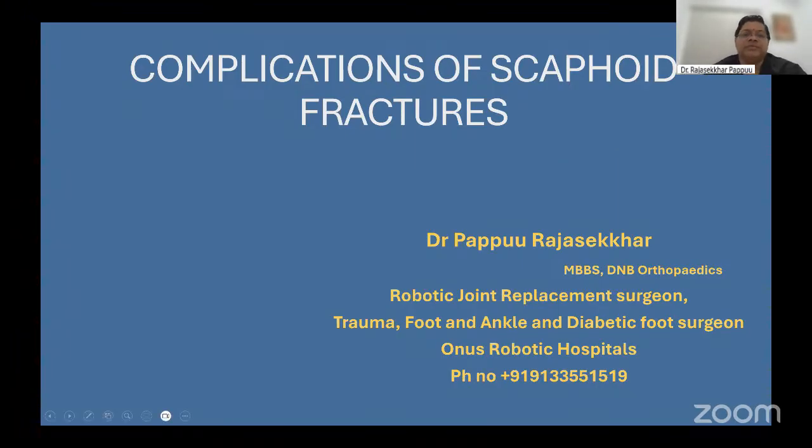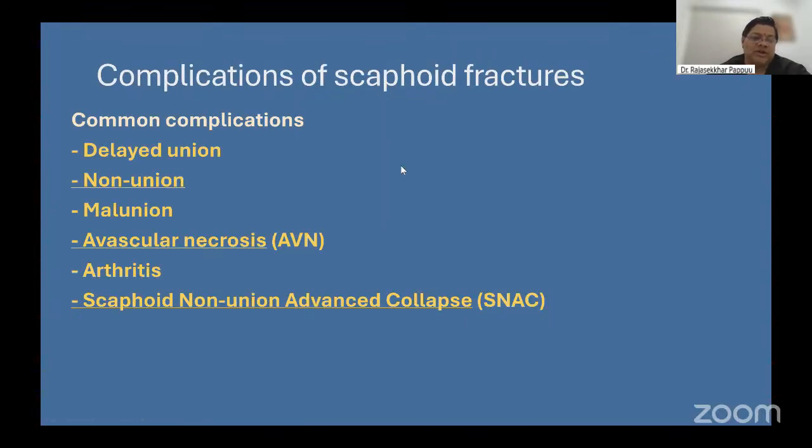Hello, good afternoon. Today's topic is complications of scaphoid fractures. Last time we discussed scaphoid fractures, but scaphoid is a very small bone with lots and lots of complications. So it is worth knowing about scaphoid complications. What are the main complications of scaphoid fractures? One is delayed union, non-union, malunion, avascular necrosis, arthritis, and scaphoid non-union advanced collapse.